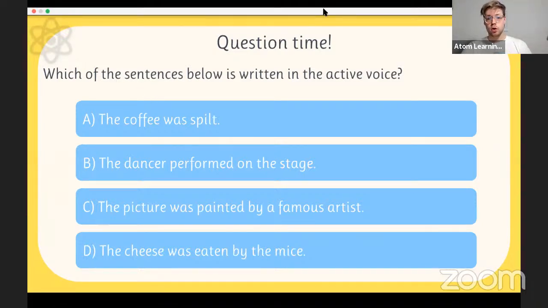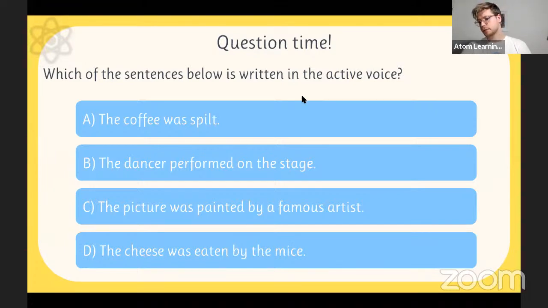So the coffee was spilt. Now, I'm not very happy with this one, to be honest, because this reminds me a little bit of the plate was broken, right? So if you're ever stuck, remember trying to think of other sentences that you've come across that are written in the passive voice. So the coffee was spilled. That sounds a bit like the plate was broken, because I don't know who did the spilling. Do you know what I mean? Also, I spill tea, I don't spill coffee. So that one wouldn't have been me.